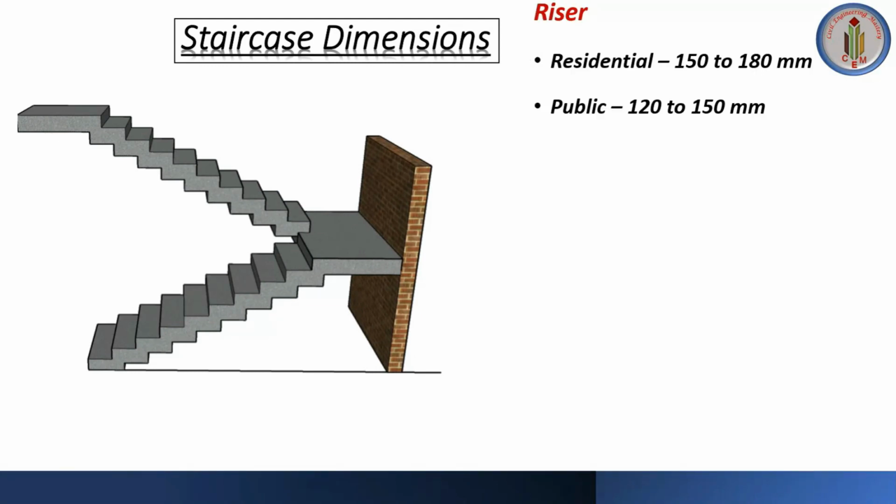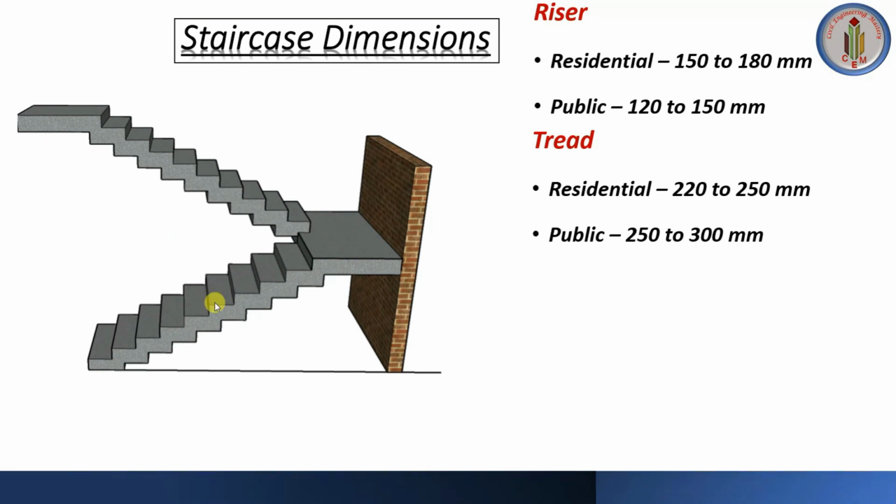So how much we need to provide? Riser, as you all know, the vertical portion of the step, should be 150 mm to 180 mm for residential building, and for a public building it should be 120 to 150 mm. So always you should remember these values whenever you design the dimensions of the staircase.